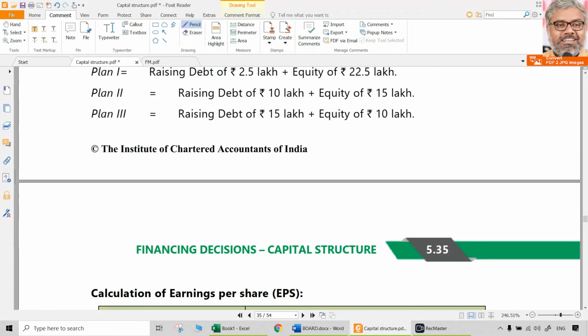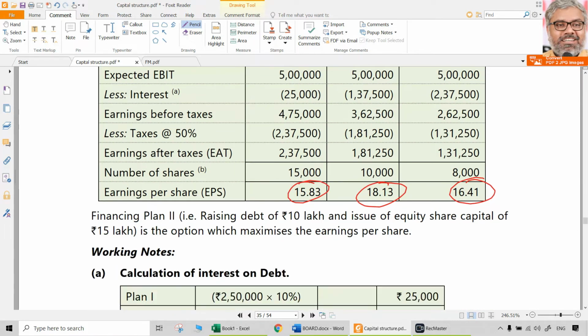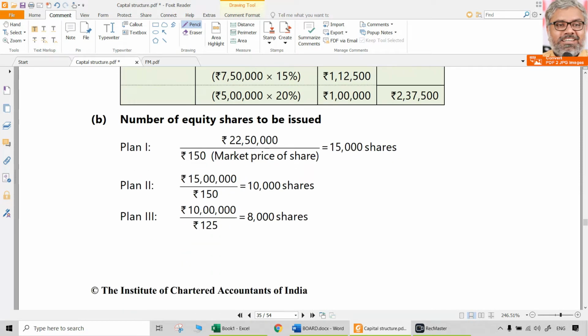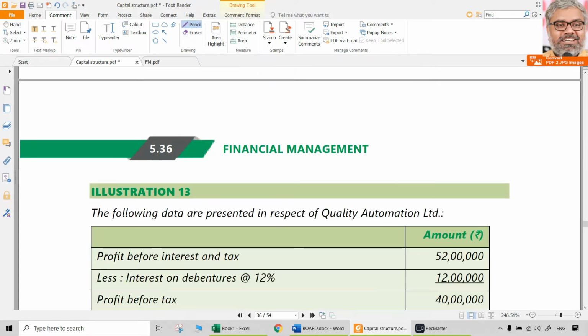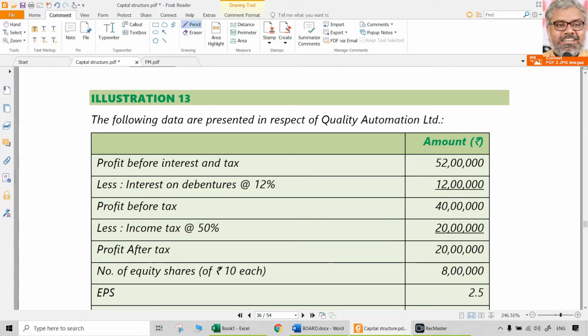Main point once again in the examination, you have to clearly write what these plans are and you have to also clearly show the main answer anyway. In addition to that, computations in the form of calculation of interest on debt and number of equity shares both are to be shown as working notes. Along with those working notes, you will get full marks. That is another application of EBIT EPS analysis.